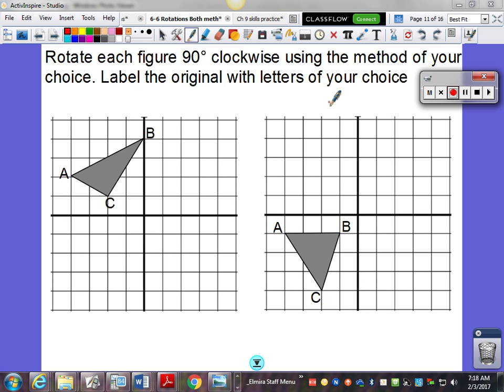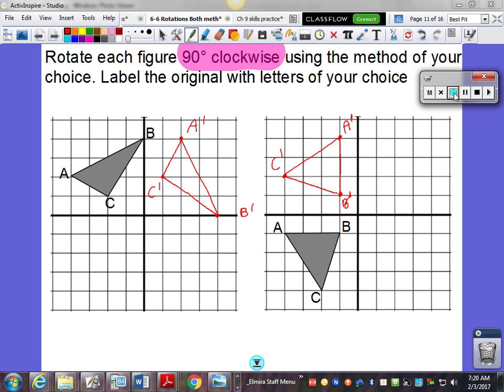Okay guys, so on this page you get to try this out. You can use the plate, turn the paper, the rules, whatever method you want to try. Go ahead and do that. Let's pause this video right now to give you that opportunity. Take about a minute or two to try this out. These are 90 degrees clockwise, and then we'll post the answer. So pause this video and then you can look at the answers to see how you did.